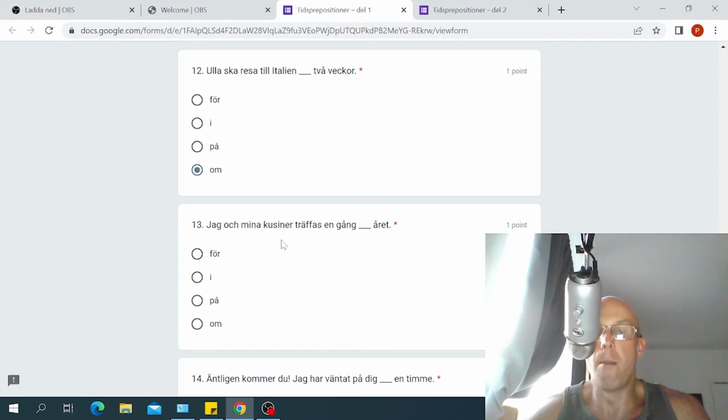Like I said, most of these frequency words will take the preposition i, right? Could it be för? No. På doesn't seem reasonable, right? So it should be either i or it should be om. Could it be om? Because is it the future? Jag och mina kusiner träffas en gång om året. No, it's more a habit, right? So could it really be om? Should it not be i?